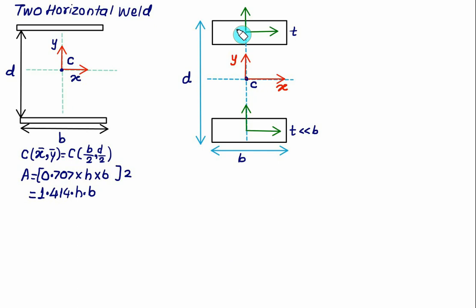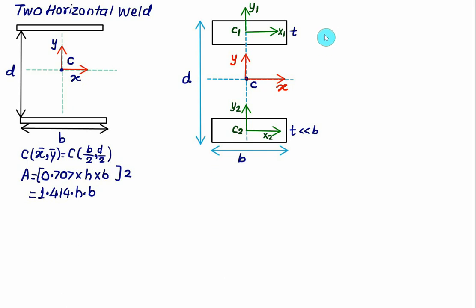Let here C1 represent the centroid of the top weld. This axis is x1. This axis is y1, which is the centroidal axis for the top weld. This one is the second centroid, of the bottom weld. This axis is x2, and this axis is y2. x2, y2 are the centroidal axes for the bottom weld.